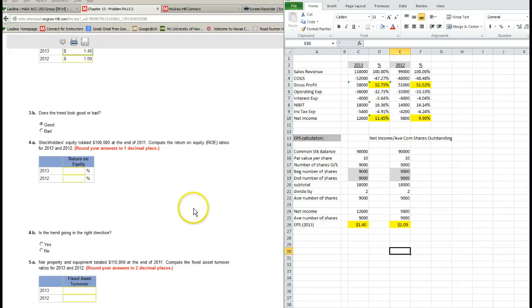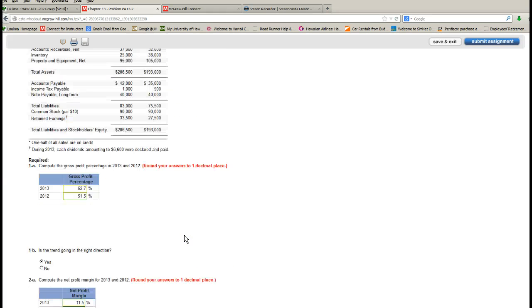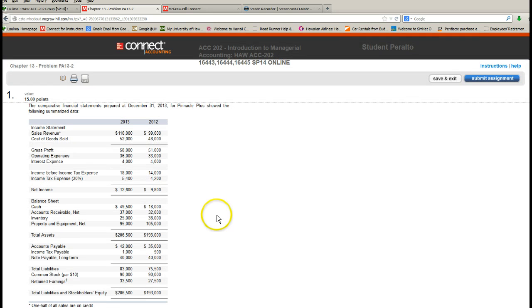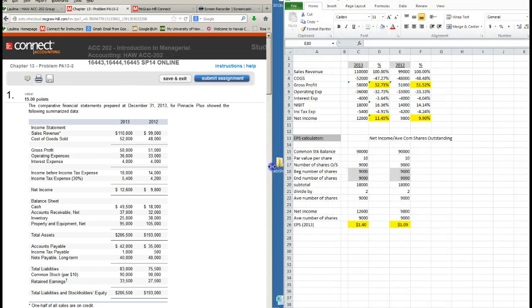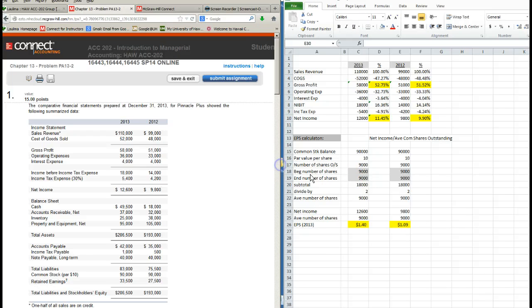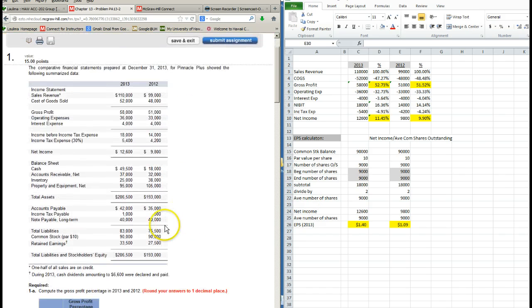So stockholders' equity, if we go back up to the balance sheet information, and let me see if I can make this visible all the time. Here we go. That should be better. Okay, if we go back up to the balance sheet information in the problem, we can see that our stockholders' equity is comprised of 2 accounts, the common stock and the retained earnings.